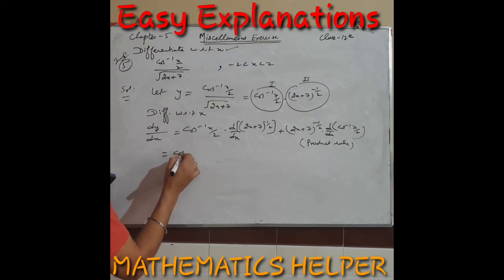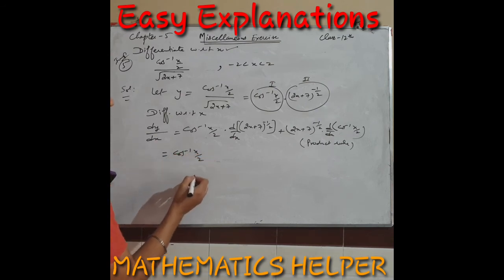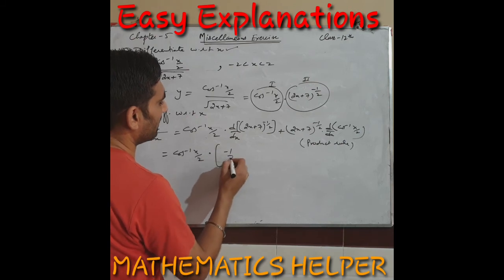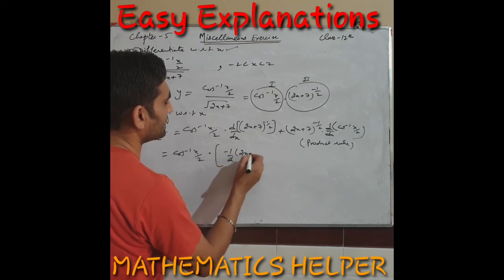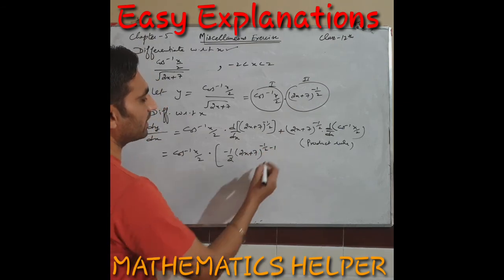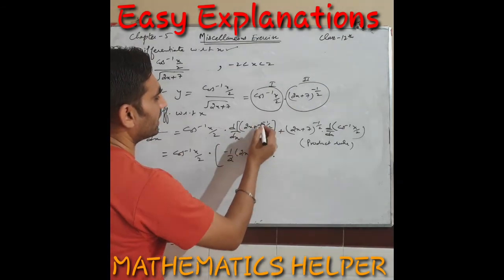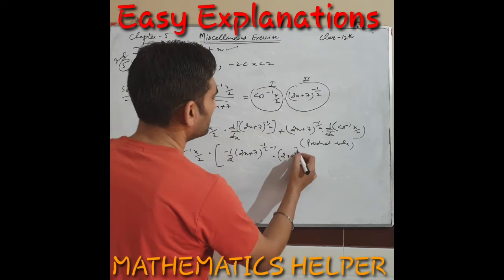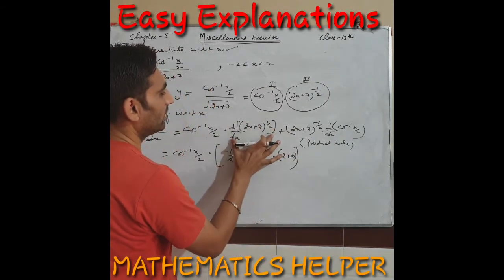So first, cos inverse x over 2 as it is, then the derivative of this. According to the rule, the power will come in front of the whole value 2x plus 7 and its power will decrease by 1. So minus half minus 1, and you have to write the derivative of the inner value. The inner value is 2x plus 7, derivative of 2x is 2 and of the constant it is 0. This is the derivative of only this part.